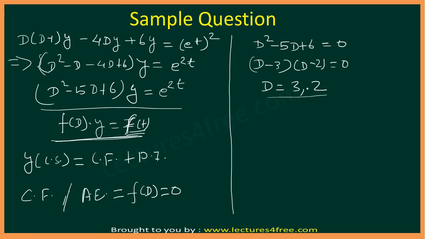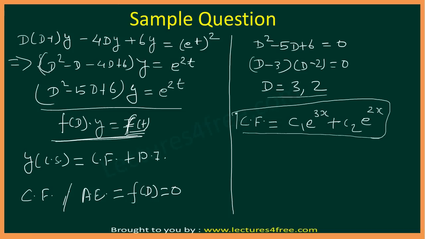From these two roots we can get the complementary function. We know when we are getting two different real roots, we can write the complementary function like c1 e to the power 3x plus c2 e to the power 2x. If you are not getting the complementary function, then I recommend you watch my earlier lecture about complementary function, where you will see how we get this. So this is your complementary function.